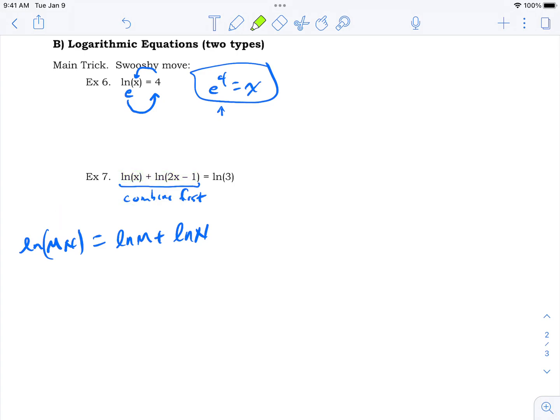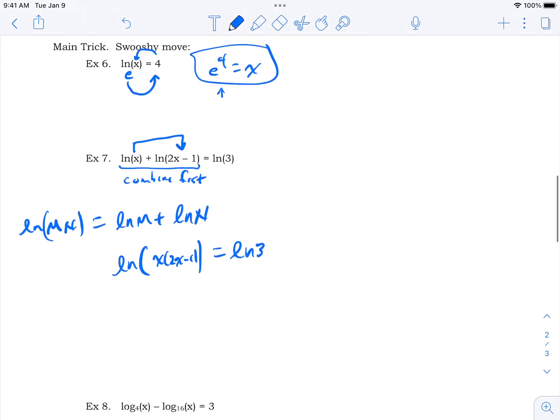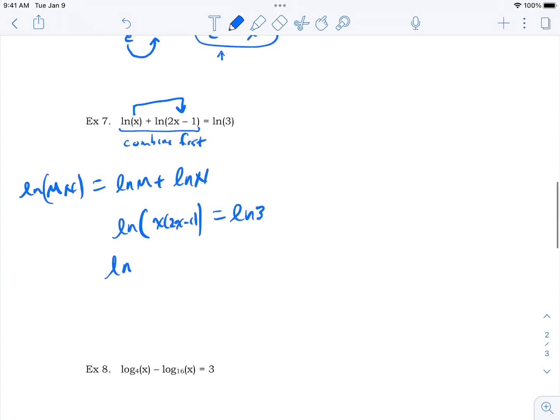So that's going to give us what now? We're going to have the natural log of, and I need to multiply the x times the 2x minus 1. And that'll equal the log of 3. I'll just leave that side alone for now. So I've got the natural log of, let's just distribute and call that, 2x squared minus x equals the natural log of 3.